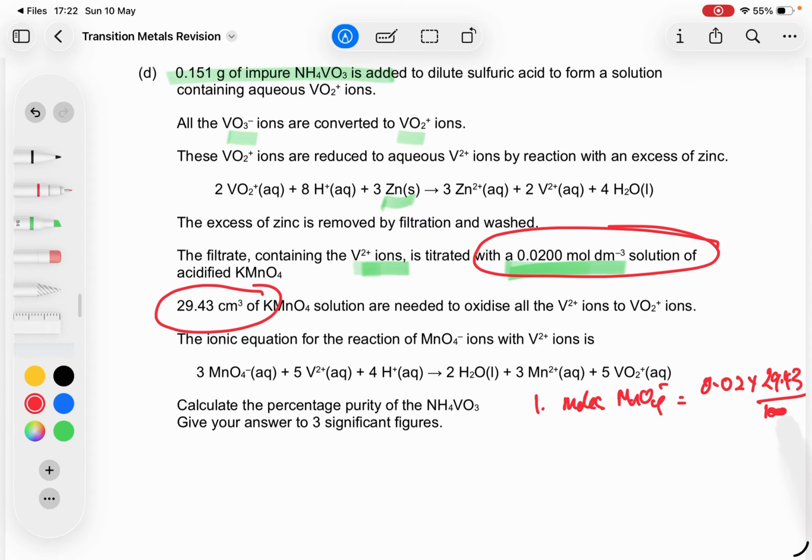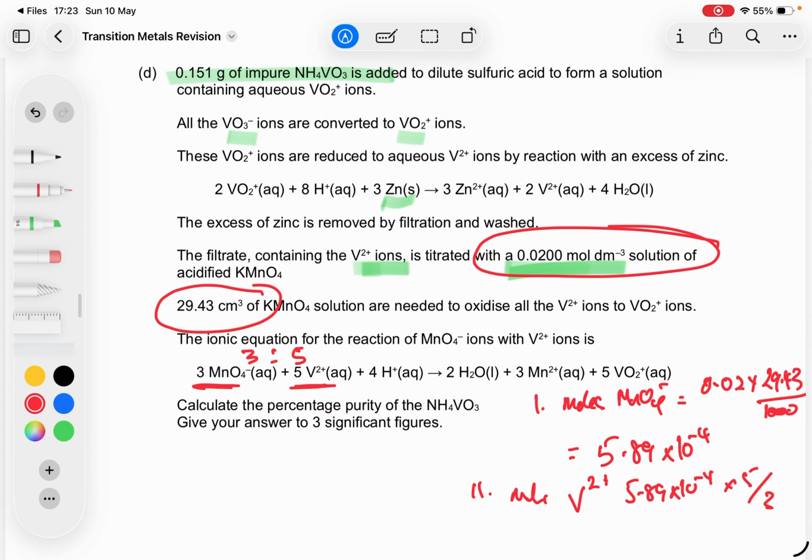43 over 1,000. The question above, 0.02, we had 28.55. That gives me 5.89 times 10 to the minus 4 moles. Then the ionic equation for the reaction, 3 manganate to 5. So now the molar ratio is 3 to 5. So the moles of V2 plus is 5.89 times 10 to the minus 4 times 5 over 3.